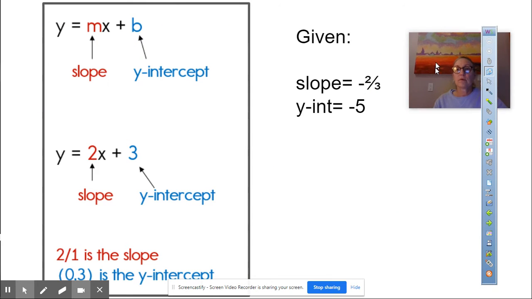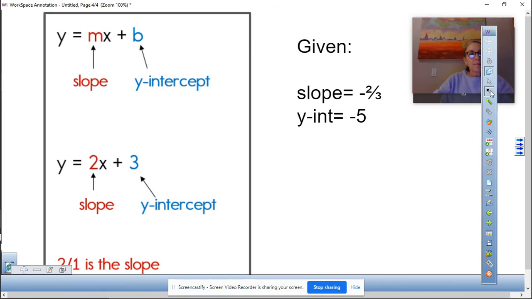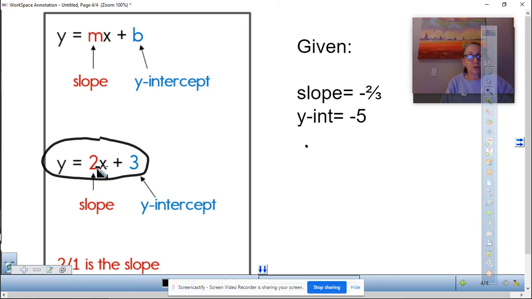Now, I'm going to try to go through this and keep my picture out of the way. All right, so here we have y equals mx plus b, and we'll see this in equations written like this. So if I had y equals 2x plus 3, then that tells me that 2, or 2 over 1, is the slope, and that 3 is the y-intercept.